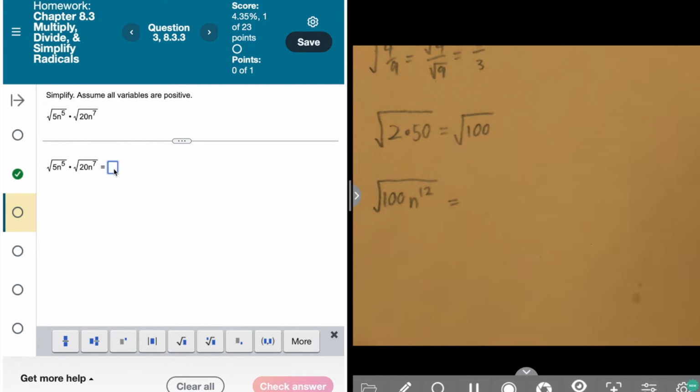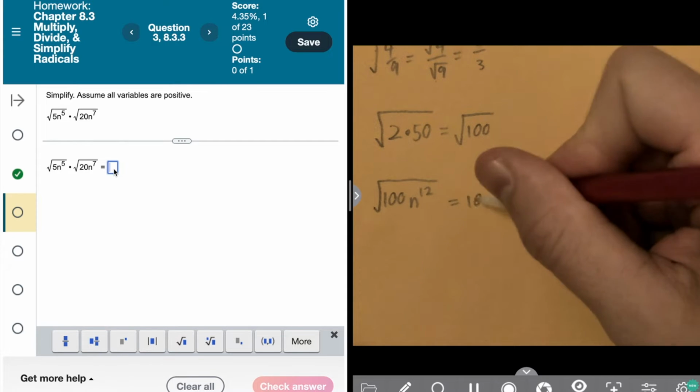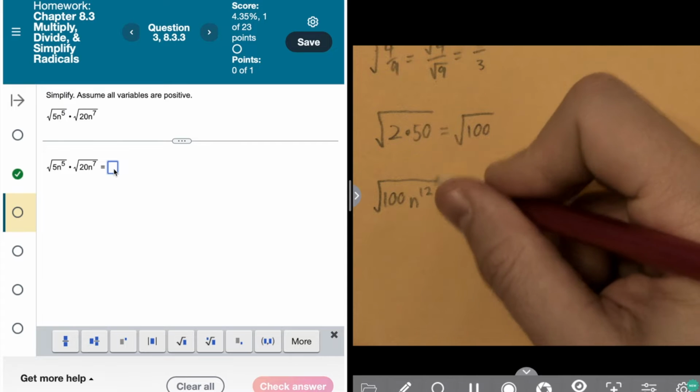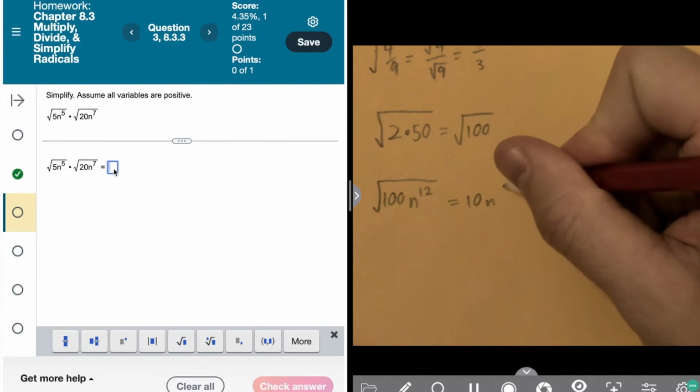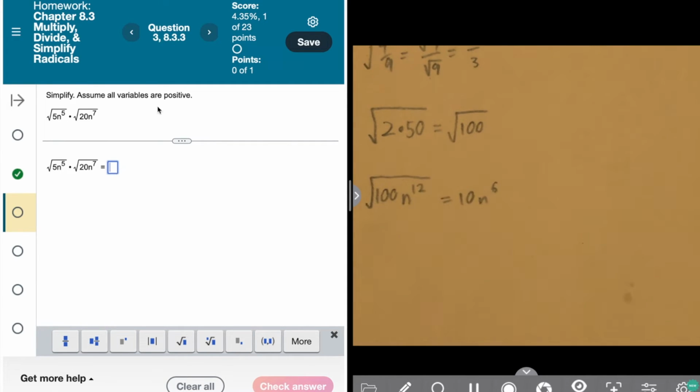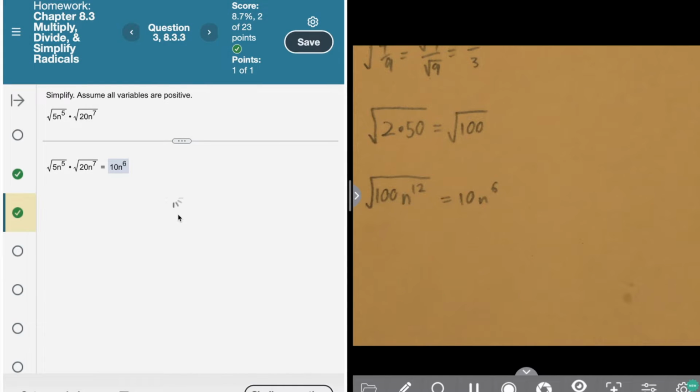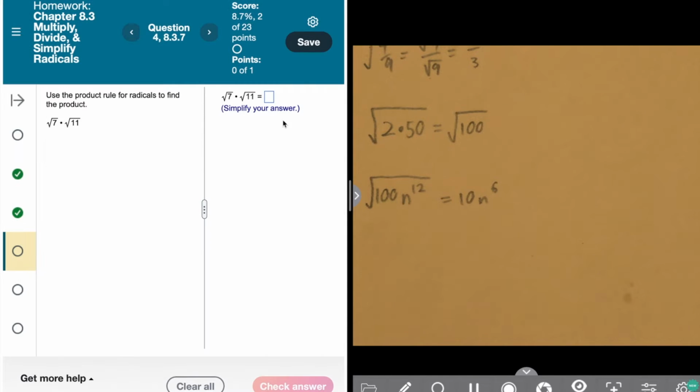And we're starting to see some combined ideas. So 100 roots to 10, and an exponent of 1/2 when I have something to the 12th is going to divide. I'm going to end up with n to the 6th. And it says assume all variables are positive, but actually the n to the 6th would force anything to be positive anyways, so no need for absolute values, but that might make a comeback from 8.1 as we're in 8.3.